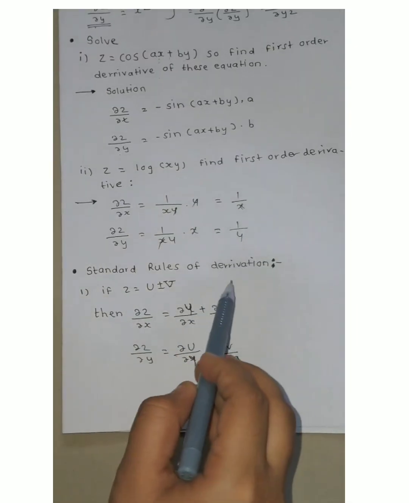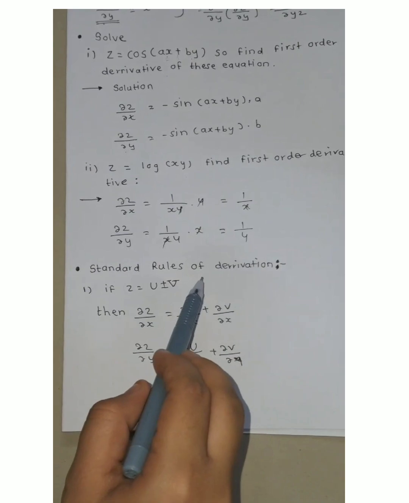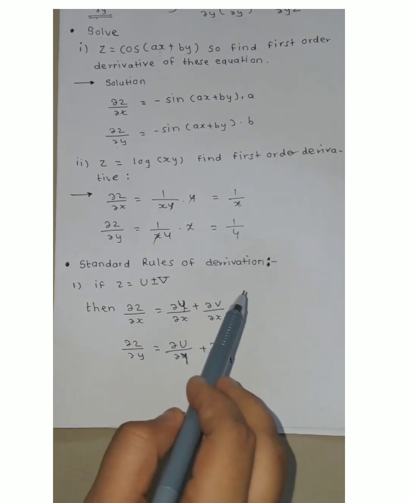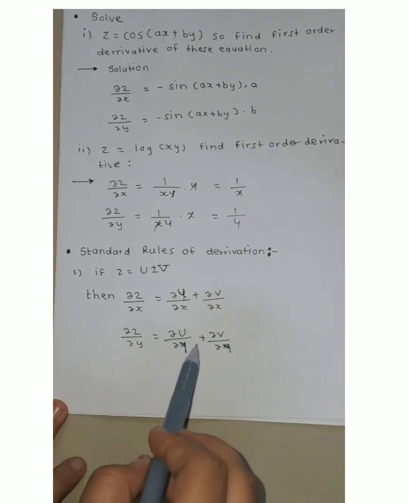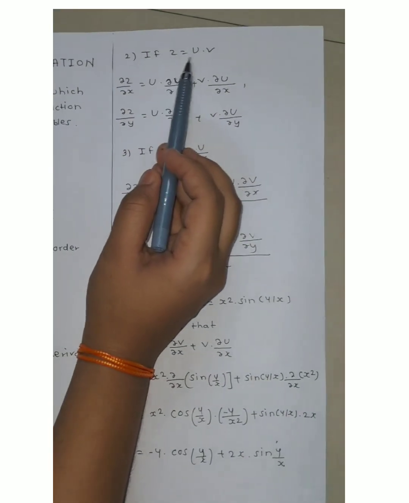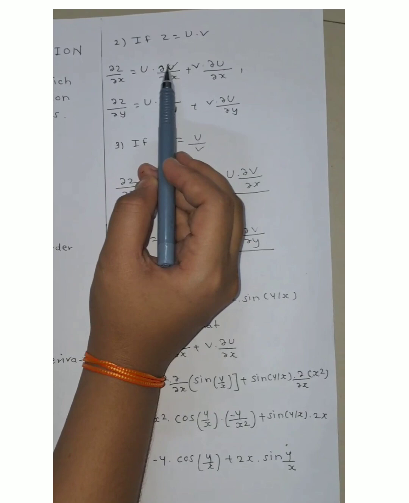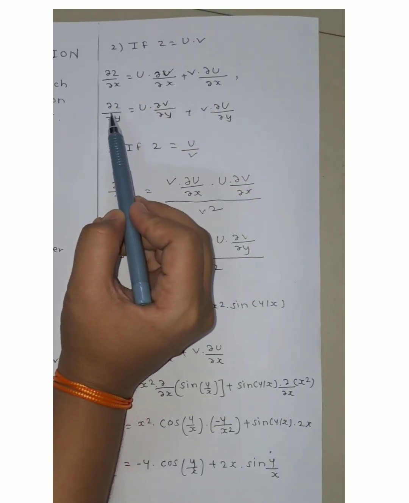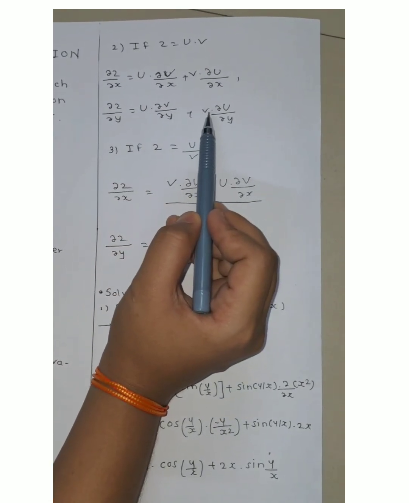There are some standard rules of differentiation. The first rule is, if z = u ± v, then ∂z/∂x will be ∂u/∂x ± ∂v/∂x, and ∂z/∂y will be ∂u/∂y ± ∂v/∂y. The second rule is, if z = u·v, then ∂z/∂x will be u ∂v/∂x + v ∂u/∂x, and ∂z/∂y will be u ∂v/∂y + v ∂u/∂y.